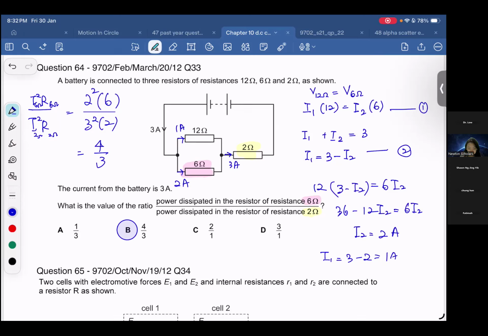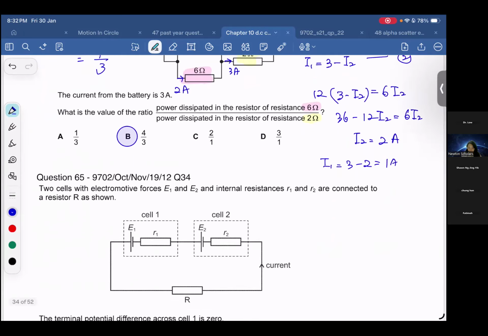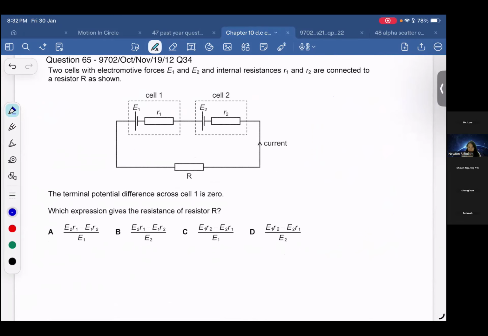Okay, can you try question 65? Any question on 64? Do you want to ask me any question? No? So we can go to 65. Can you try?